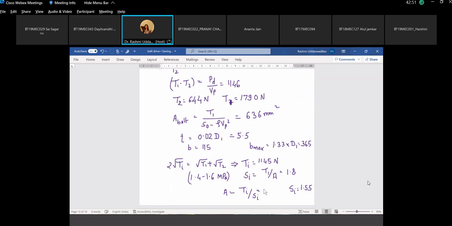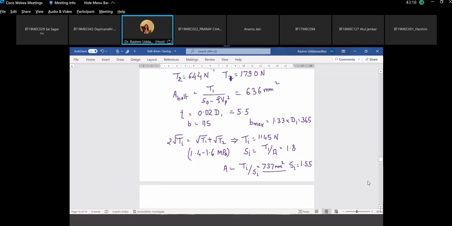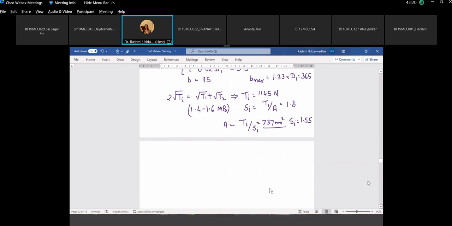This is a new area. New area is coming out to be 737 mm square. 738 with SI 1.55. Even if you take 1.6, it is okay. Even if you take 1.4, this is okay. So this completes the belt design part. Let's start with the pulley design.